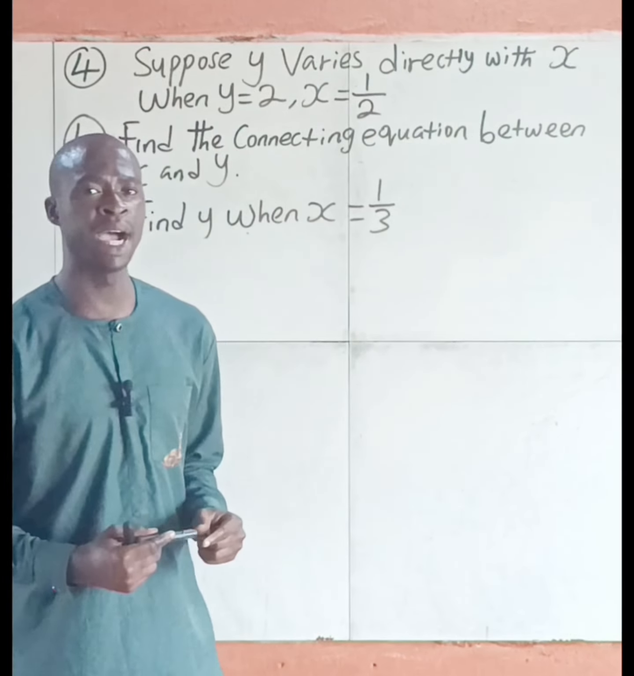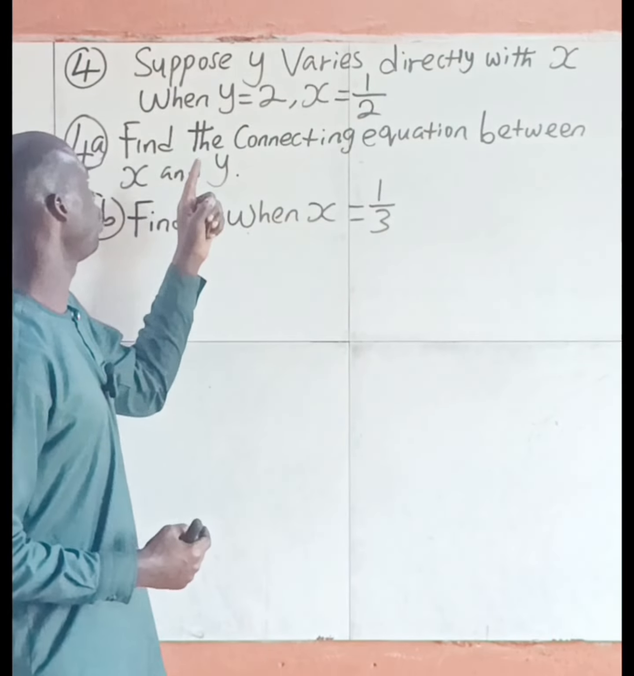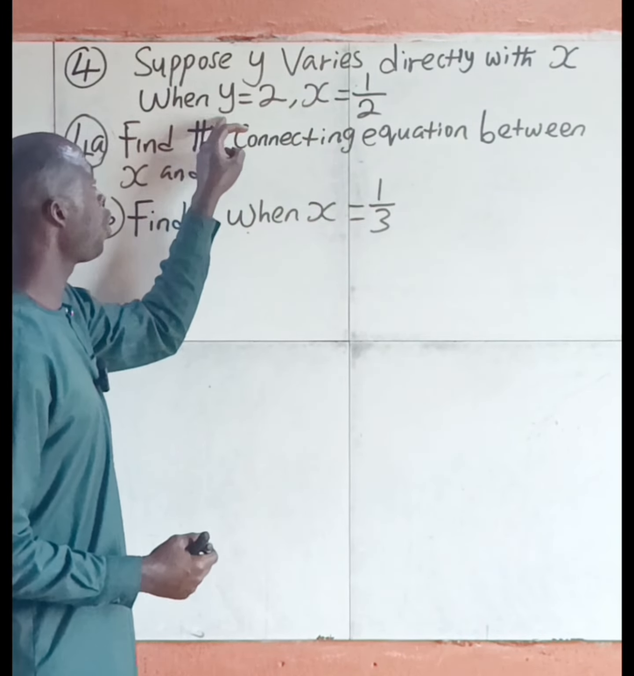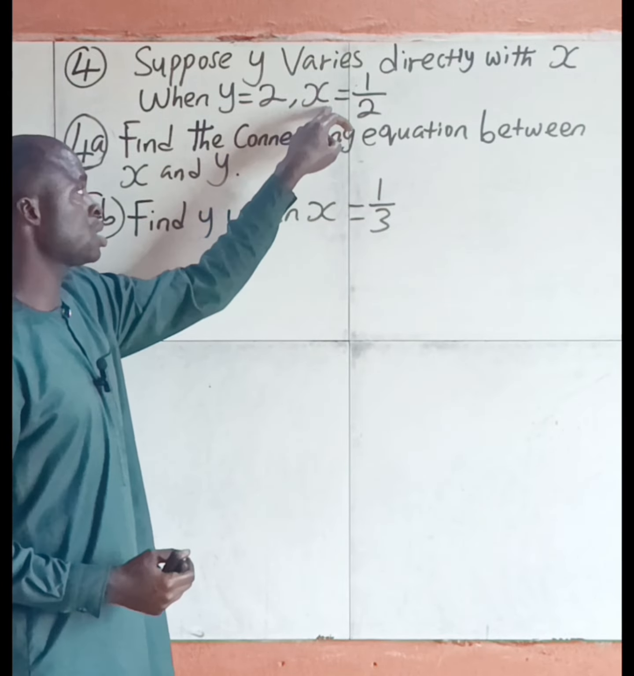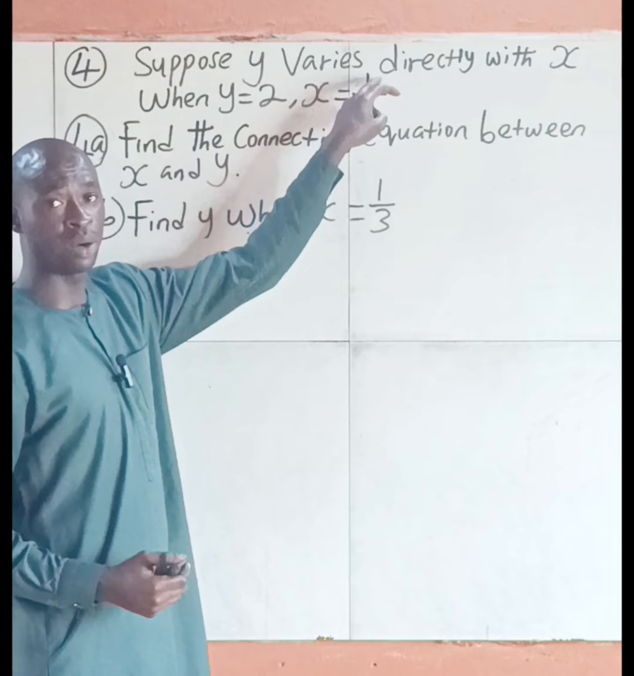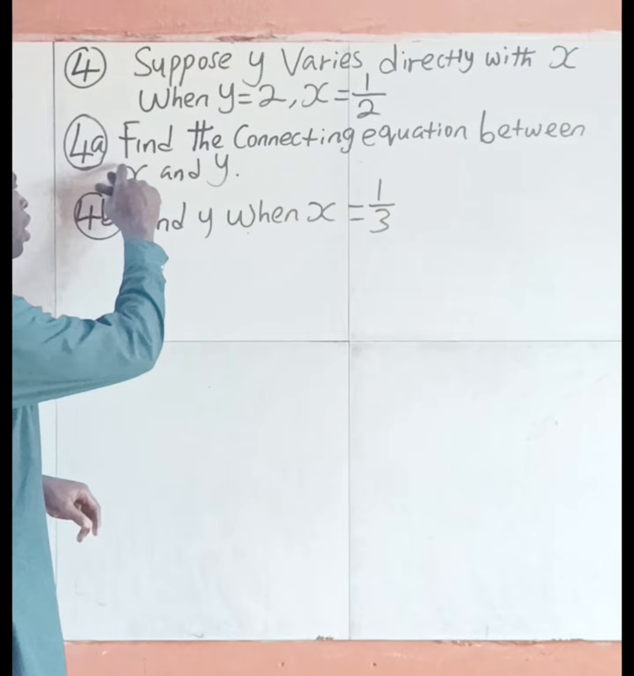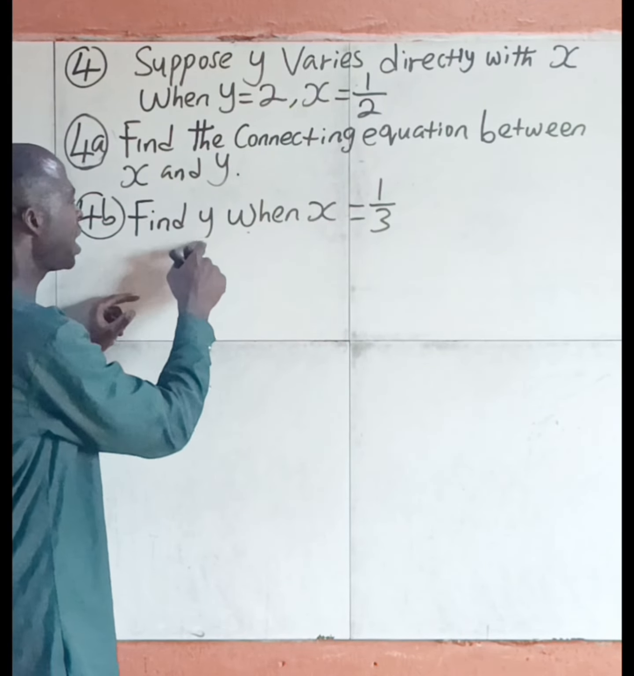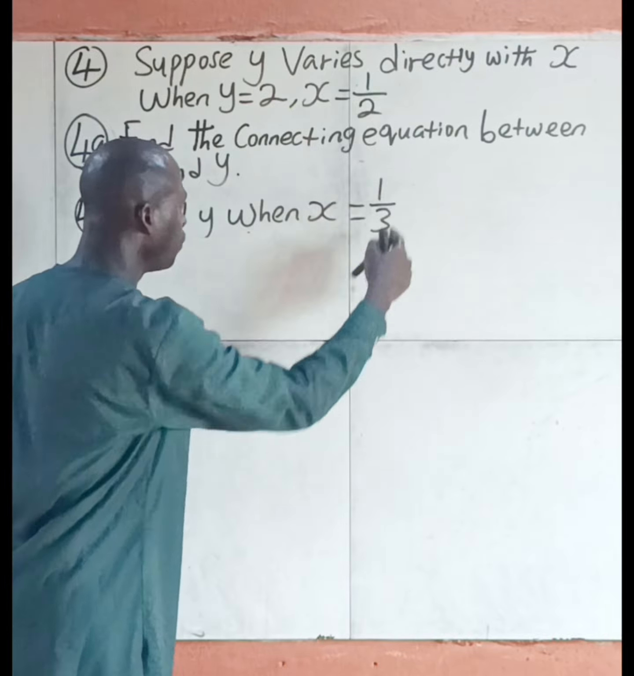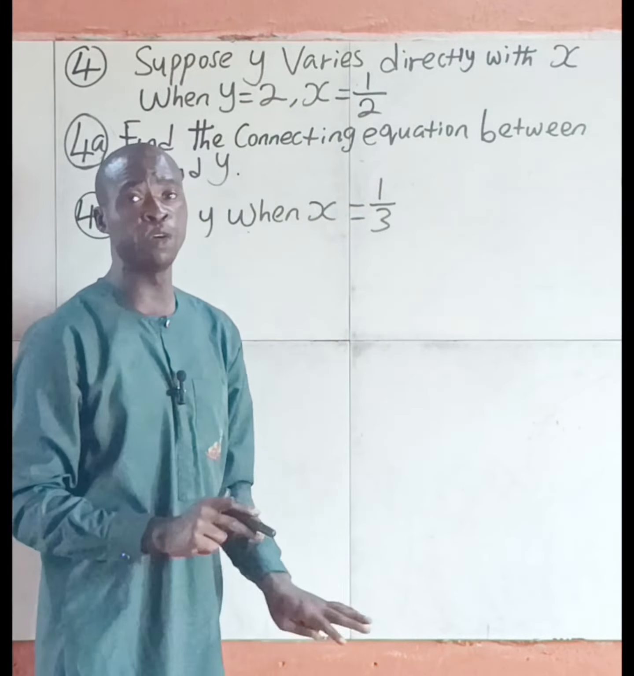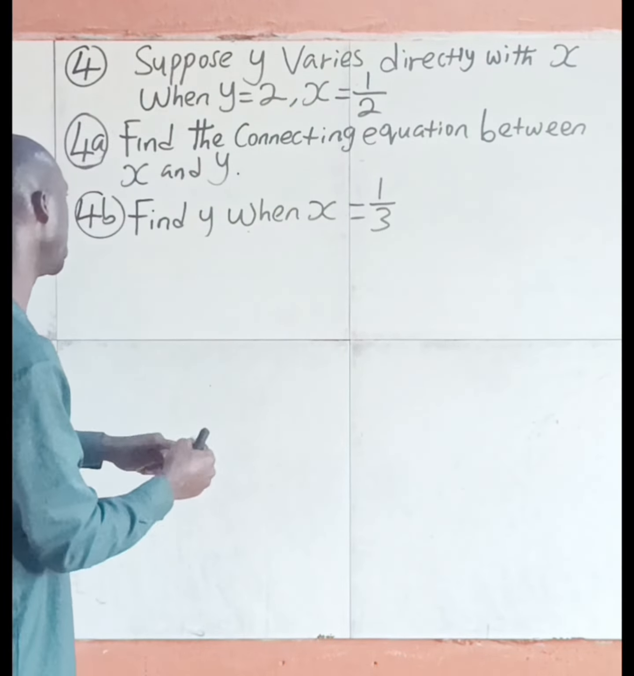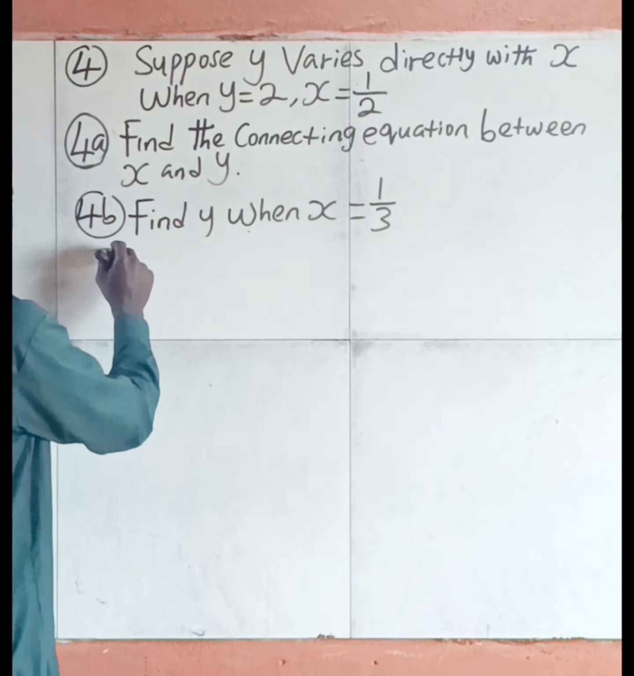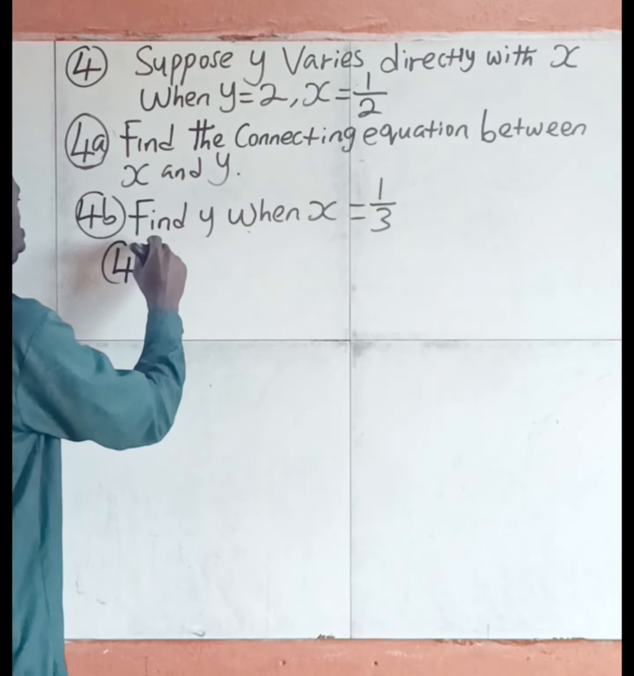Now, for question number 4, it says, suppose y varies directly with x, when y equals 2, x was equal to 1 over 2. For 4a, it says find the connecting equation between x and y. Question 4b, find y when x equals 1 over 3. Now, it is very, very simple. We want to follow it step by step. The first thing I'm simply going to do here is interpret my question so that I can get my formula from it. Here is 4a, the solution to question 4a.